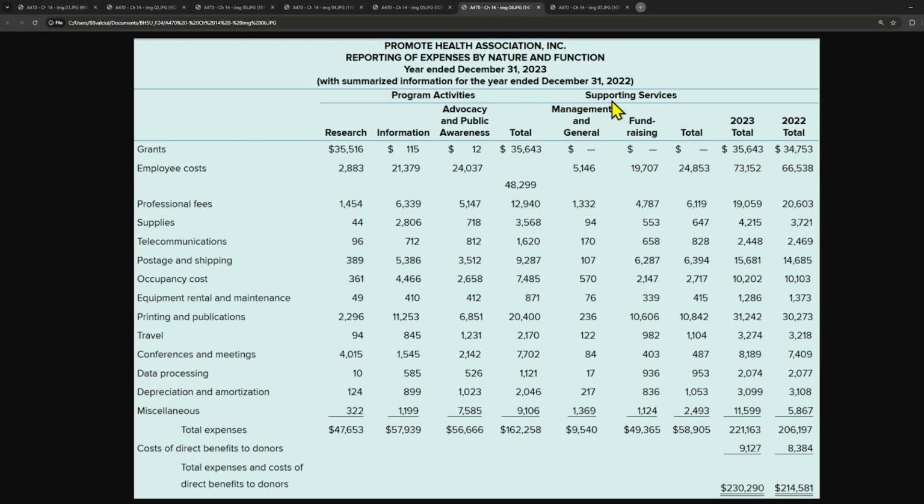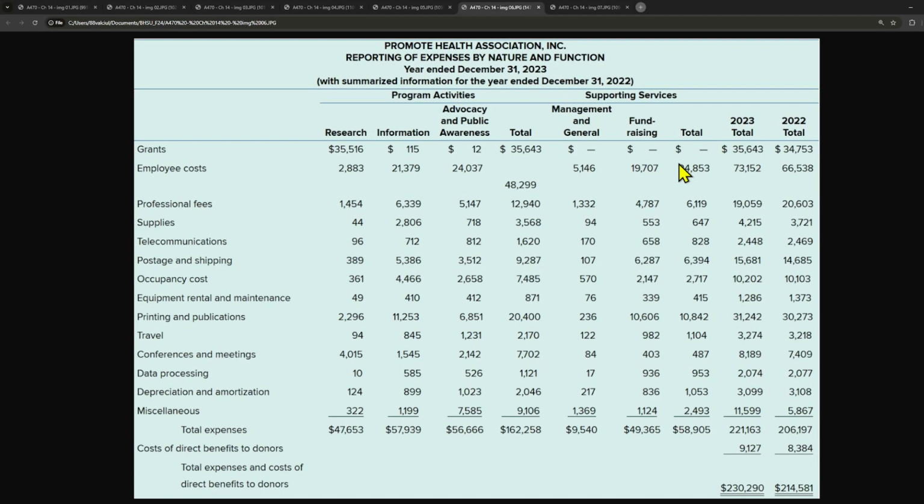And as you can imagine, this is one of the key sets of data that people who want to figure out whether or not a not-for-profit is doing a good job look at. They will look at the difference between the total amount of money spent on program activities versus the total amount of money spent on support services. And that could be a ratio. It could just be a total dollar amount.